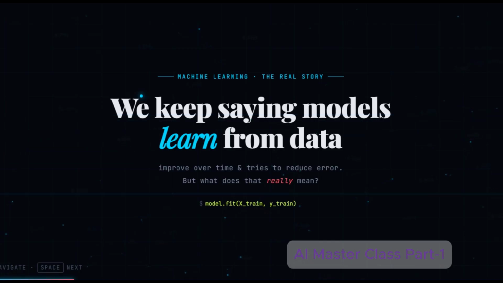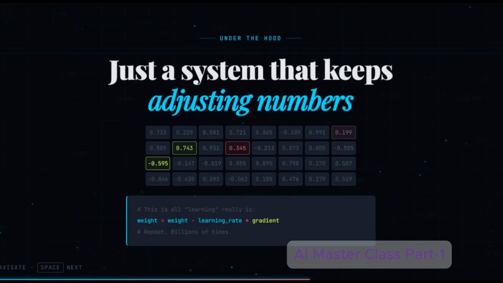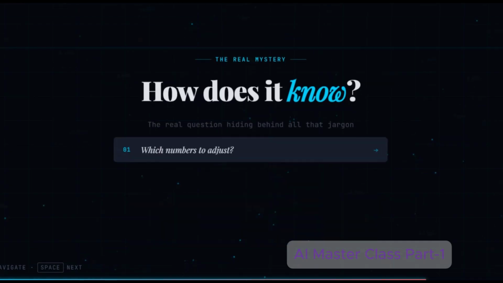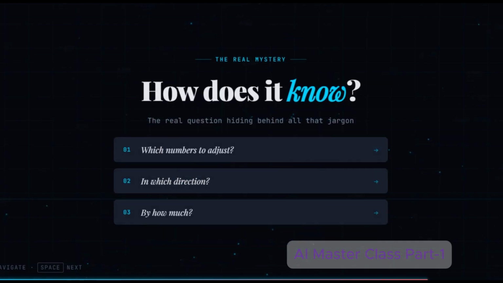We keep saying models learn from data, improve over time, and try to reduce error. But what does that really mean? There is no intelligence present in the model to decide what to do to achieve all of this. There is just a system that keeps adjusting the numbers. So now the question is, how does it know which number to adjust, in which direction, and by how much? And that is exactly where calculus comes in.